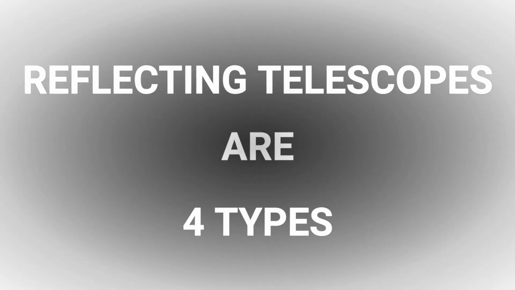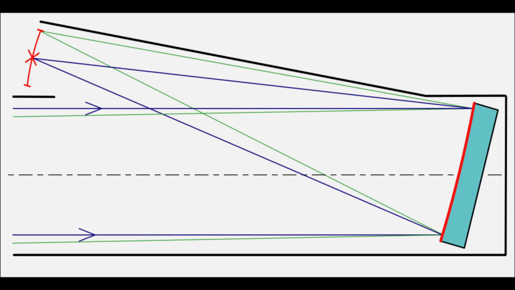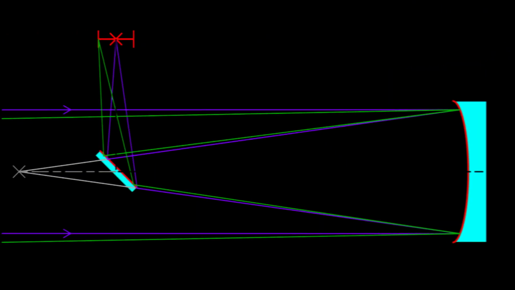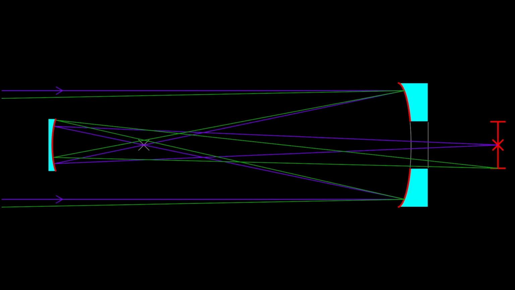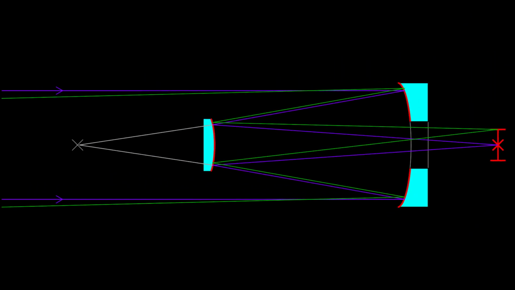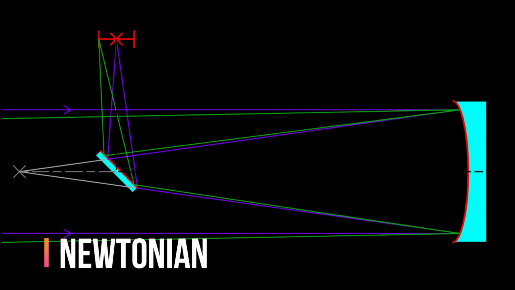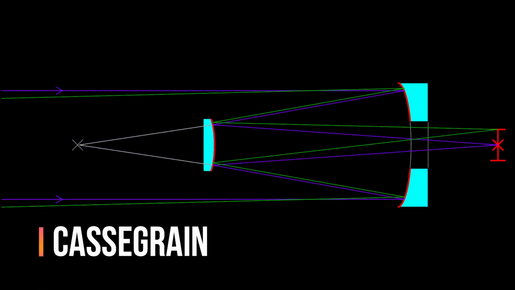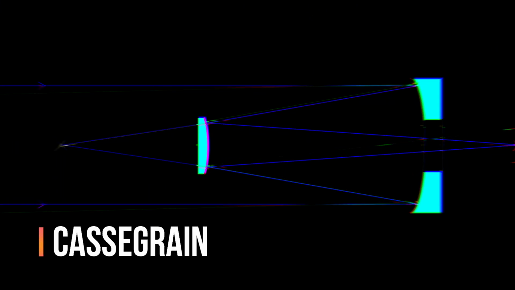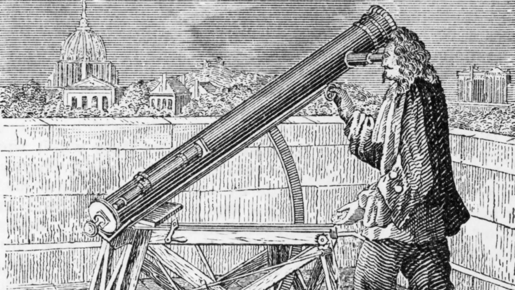There are mainly 4 different types of reflecting telescope, such as Herschel's telescope, Newtonian telescope, Gregorian telescope, and Cassegrain telescope. Today we will discuss only 2 of them, the Newtonian and the Cassegrain telescope. In late 1668, Isaac Newton built his first reflecting telescope, which is known as the Newtonian telescope. It was the first usable reflector.